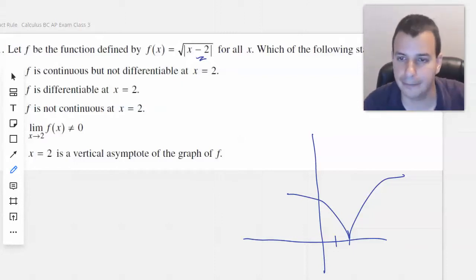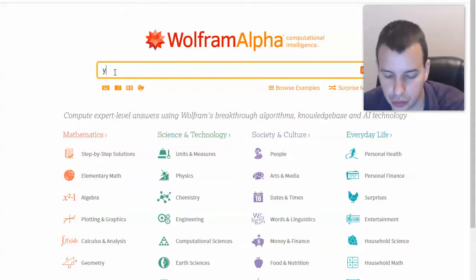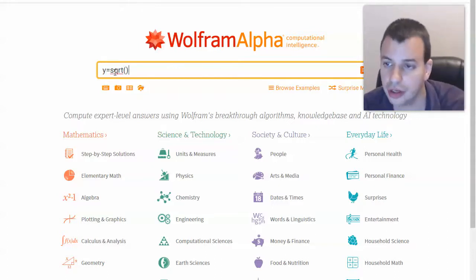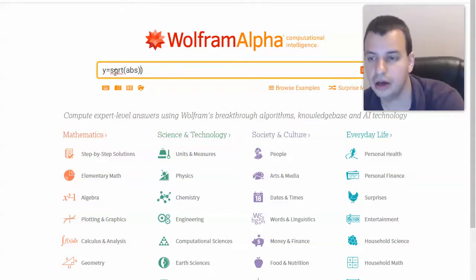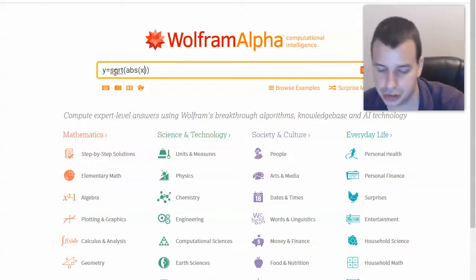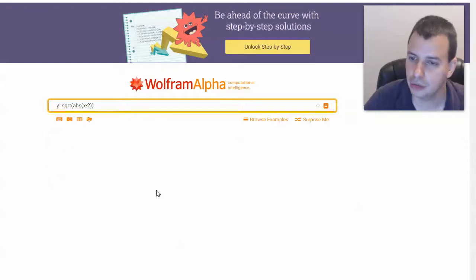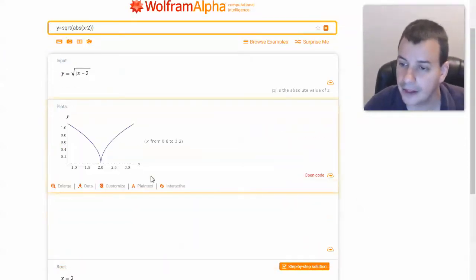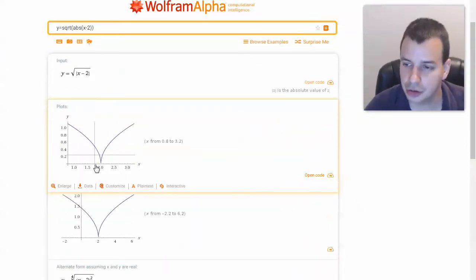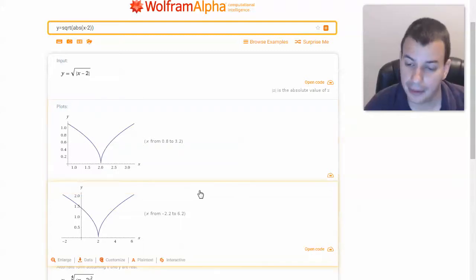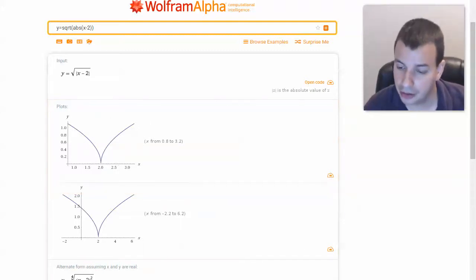So we have, let's do y equals square root of absolute value of x minus 2. Thank you, Wolfram. You are my hero. Okay. So yeah, it looks kind of like what you said. It comes down, goes to a point, then goes back up. So that's what we're looking at here.